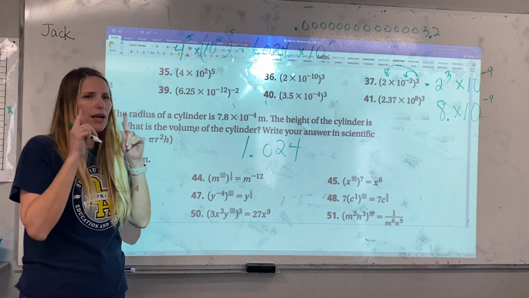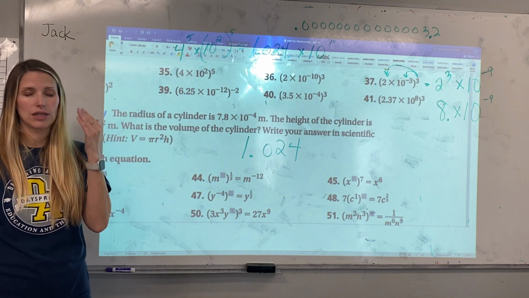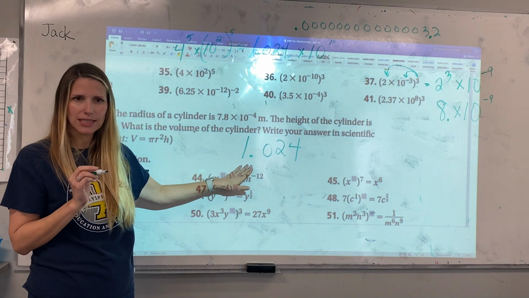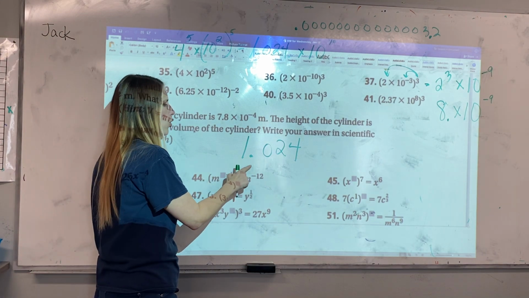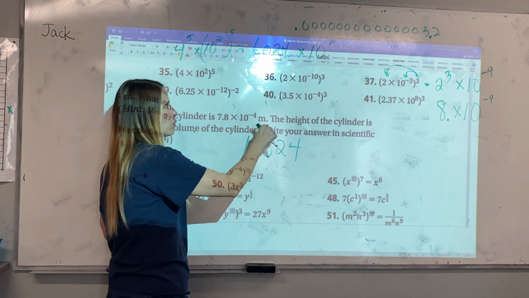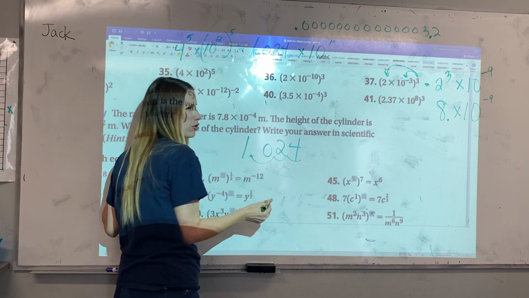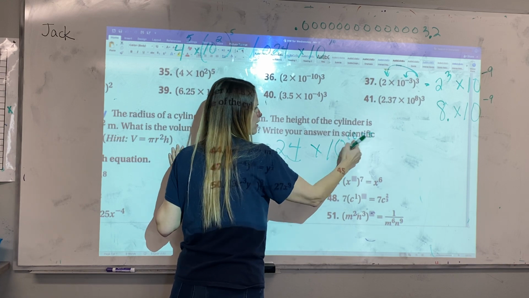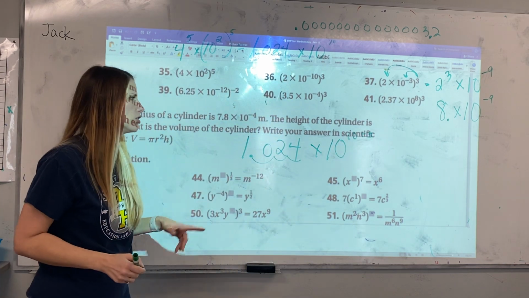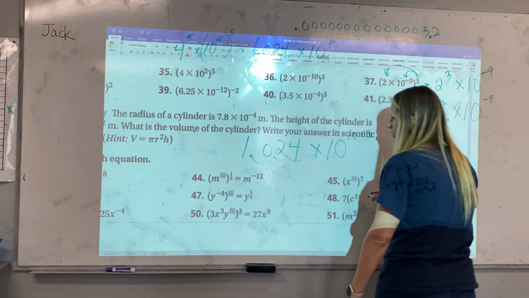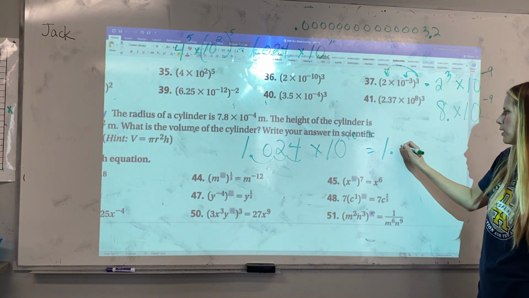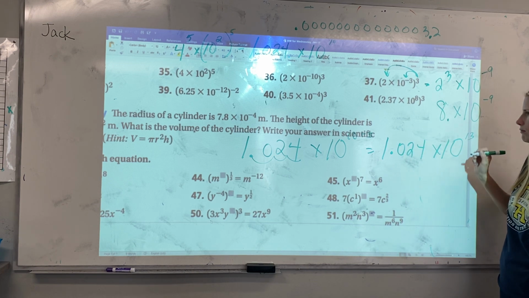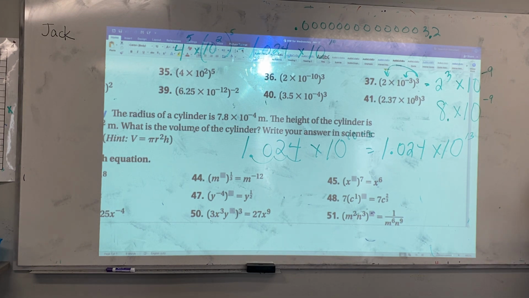The way that I do it, and this is just me, is I rewrite it first, then I look at it and say, okay, how many do I have to move it to go to what it really was? That would be 1, 2, 3 to the right. And then I add that to my power. So it'd be 10 plus 3 is the 13th power. So it'd be 1.024 times 10 to the 13th power. And that's it for the homework.